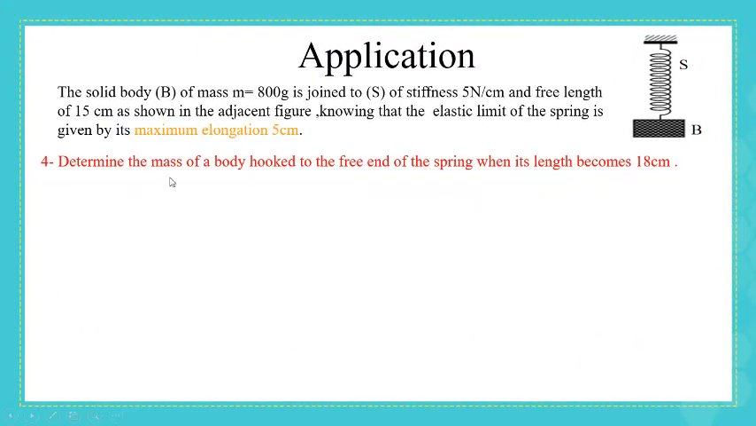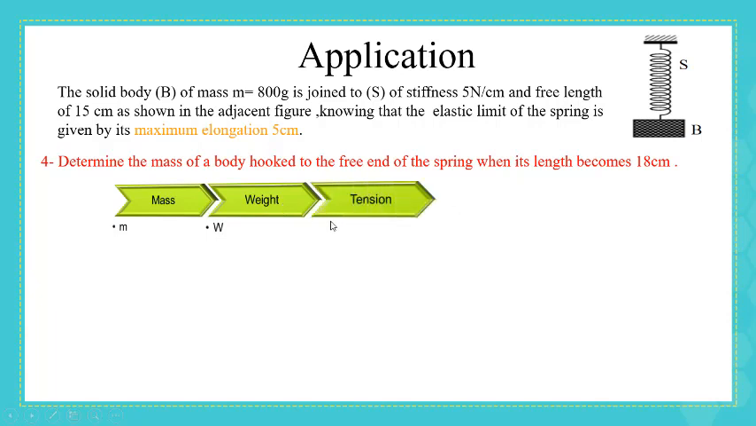Number 4, determine the mass of a body hooked to the free end of the spring when its length becomes 18 centimeter. So they are asking you to find the mass of this body. To find the mass of this body, you have to think about the weight of this body. But it's not given. To find the weight, you have to know the tension of this body. But also, the tension is not given.